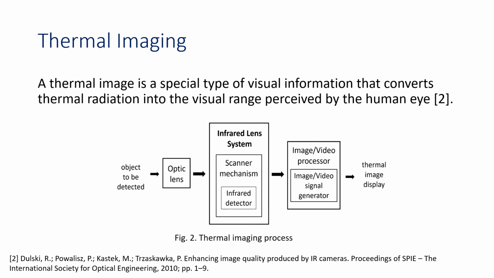Thermal imaging technique is a special type of visual information that converts thermal radiation into the visual range perceived by the human eye. Figure 2 shows the thermal imaging process. The infrared energy is emitted proportionally to the object, for example, the solar panel. This infrared energy from the solar panel is focused by an optical lens onto an infrared detector. The information is then passed to sensor electronics for image processing, which translates the infrared image or video detector output into an image or video that can be viewed on a thermal image display.